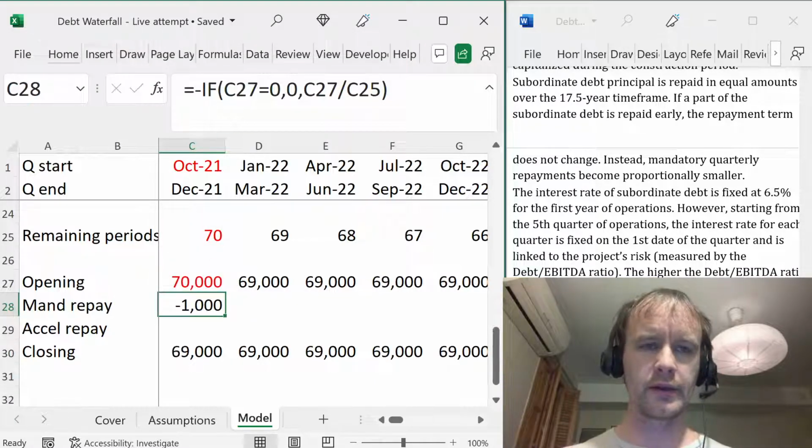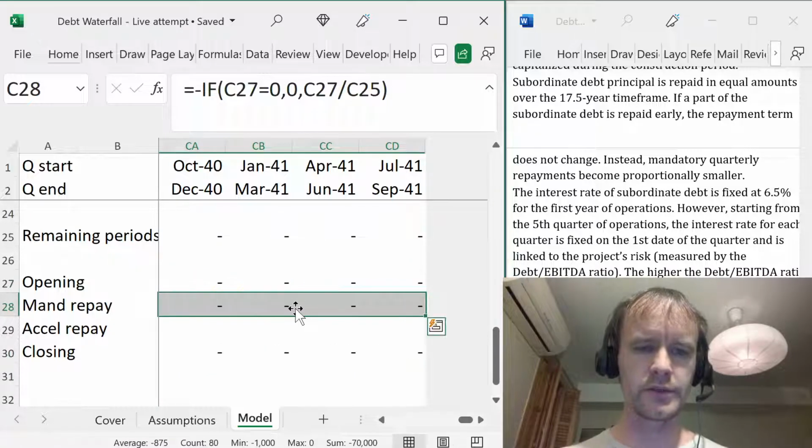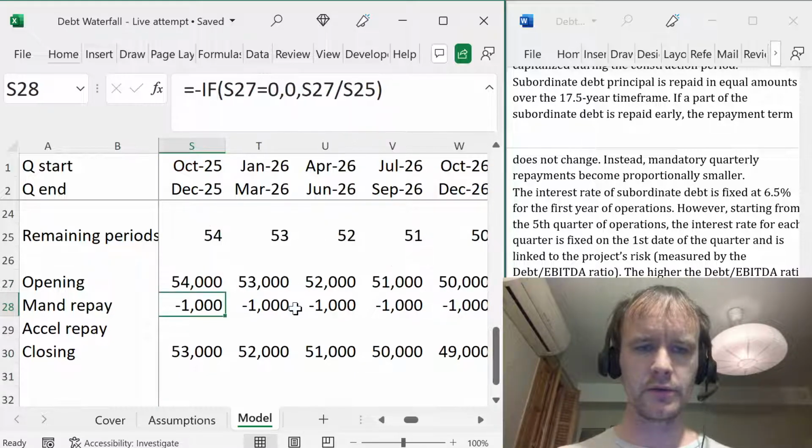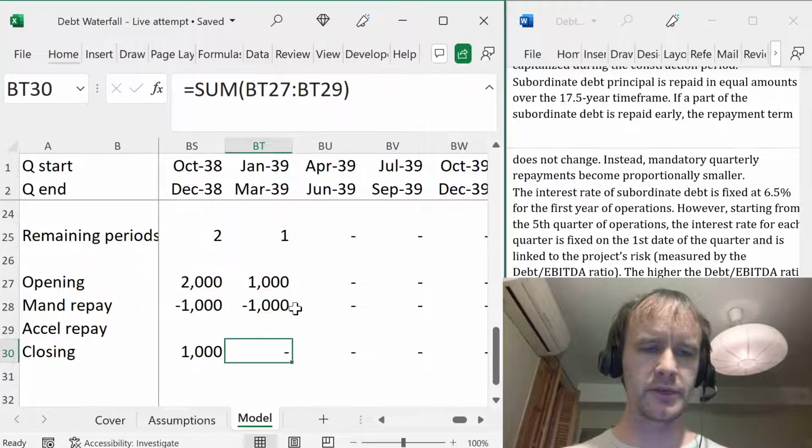I don't need to put in a cap on this one because this is always paying off a proportion of that, which is never greater than 1. So here we go. If there's no accelerated repayment, it gets paid off over 70 periods, and we get to 0. Happy days.